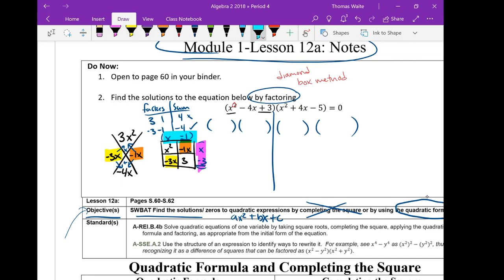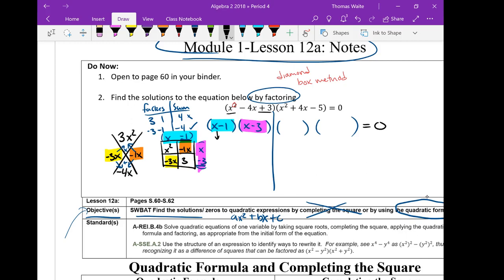We'll fill those in right over here. So this is going to be x minus 1 and x minus 3. So that's an example of how we could use the diamond box method to factor a quadratic. And that really helps us find solutions because all of these factors multiplied together make 0, which means any one of them could be 0.